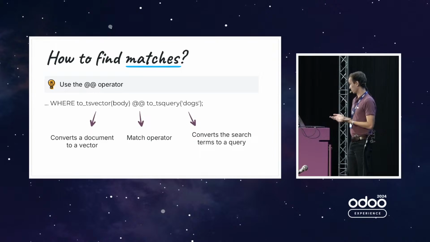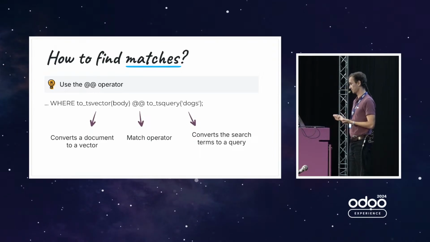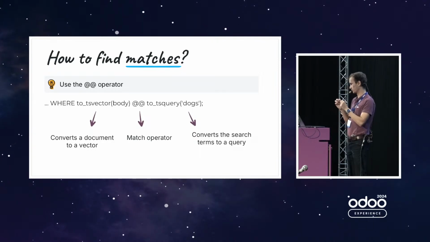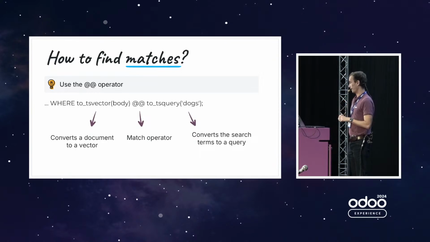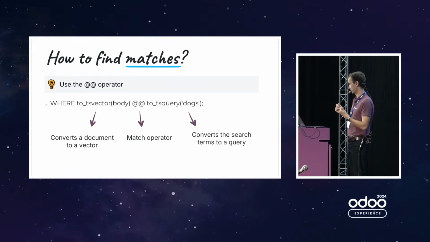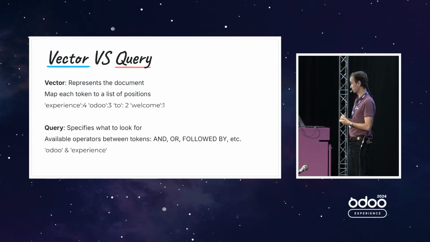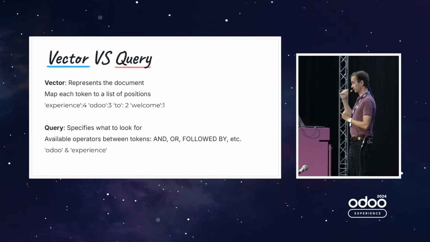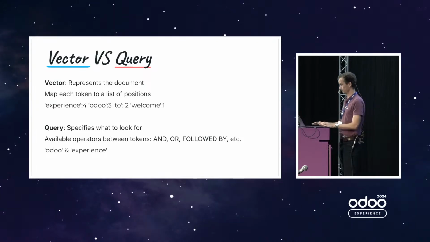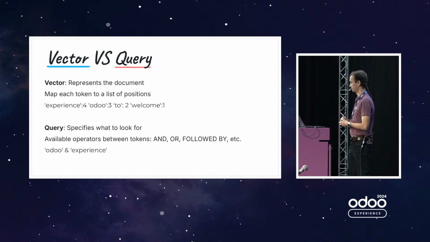And the other approach is to use full text search to actually find all potential matches. So we have different helper functions we can use to transform a string into a vector and a few search terms into a query. And then we can do a match operation to find all potential matches. So it's really easy. And the difference between a vector and a query is that the vector represents the document. So it will map each token to a list of positions. So if I say, welcome to Odoo experience, it will generate the following tuples.